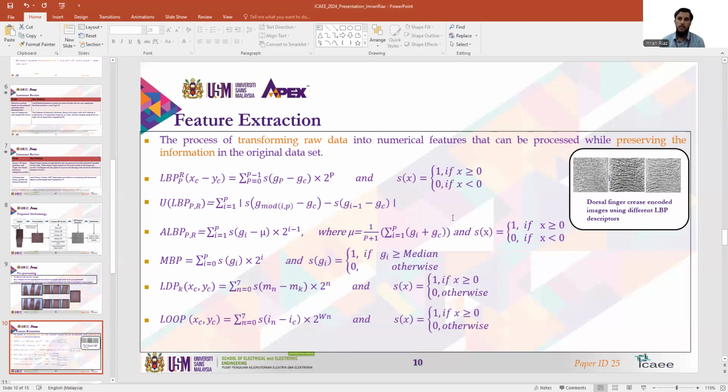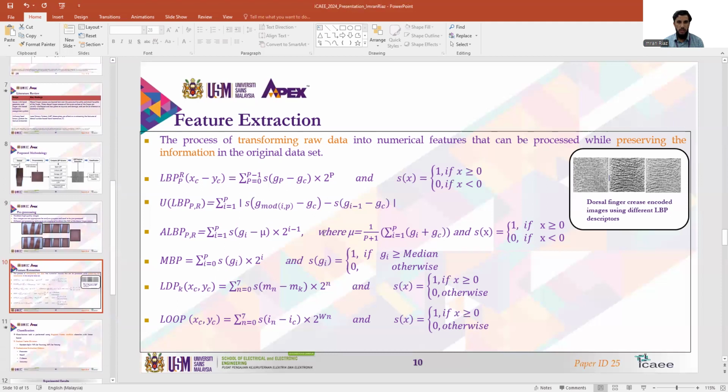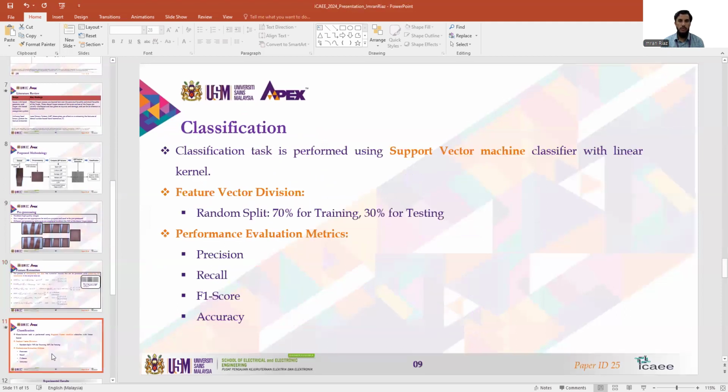If you see this figure, there are 3 different images shown here. Just as an example, when we apply LBP, you see the fine representation of the dorsal finger lines. Very clear, more informative features are shown and can be easily visualized. When we have extracted the features, then there is a classification stage.